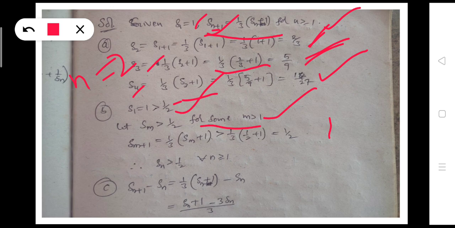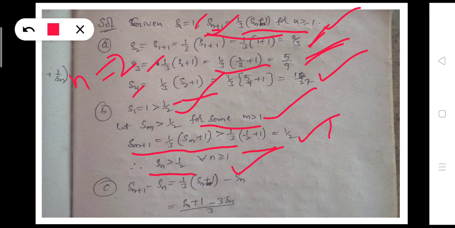And S(m+1) is equal to what? According to the definition, S(n+1) is defined as 1/3 times (Sn plus 1) for n greater than or equal to 1. In a similar way, S(m+1) is written as 1/3 times (Sm plus 1), which is greater than 1/3 times (1/2 plus 1), since Sm is greater than 1/2. This is equal to 3/2 times 1/3, that is equal to 1/2. Therefore, Sn is greater than 1/2 for every n greater than or equal to 1.